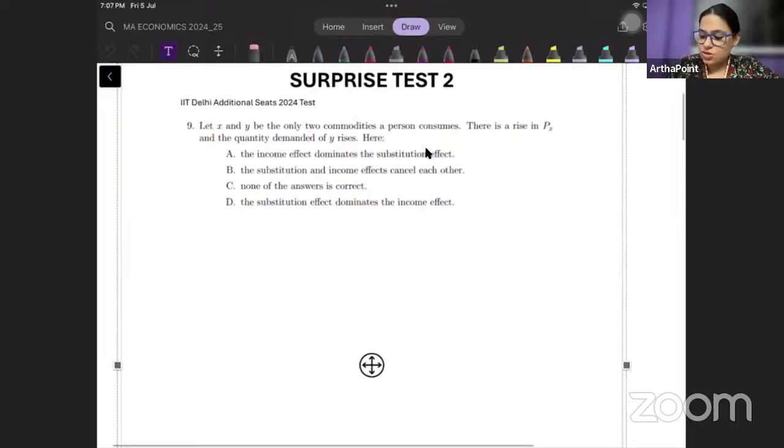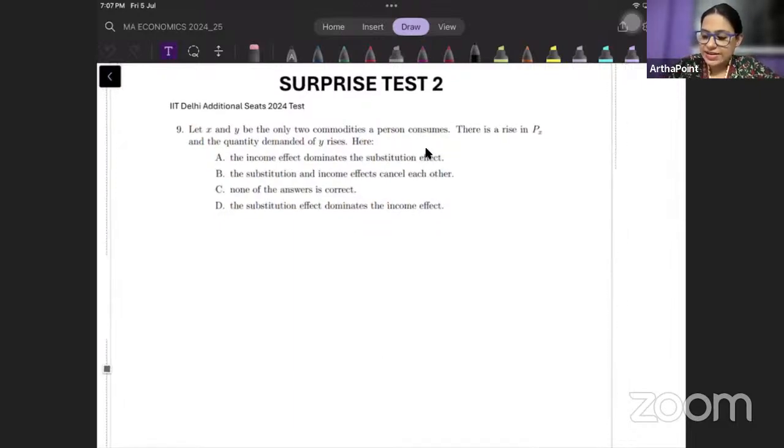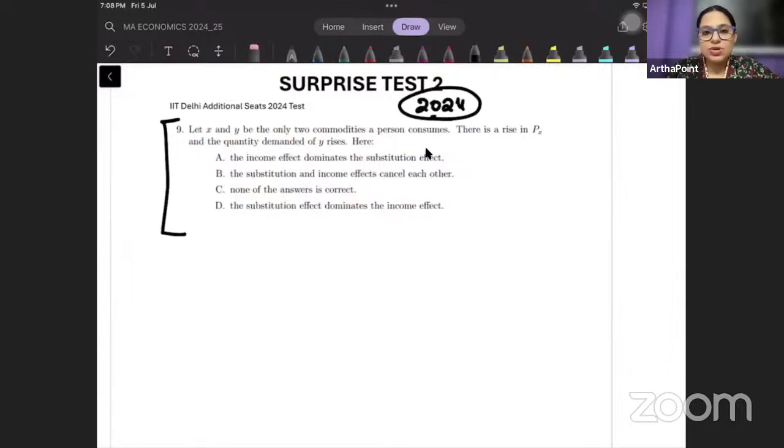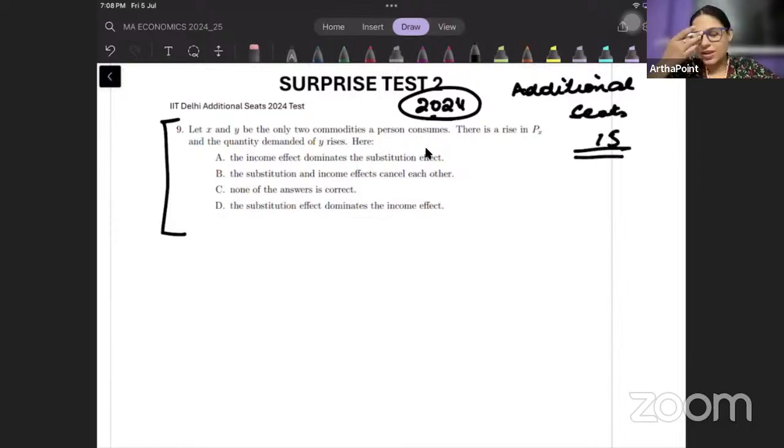Yeah, this is the question. This came in this year's IIT Delhi paper. IIT Delhi 2024 paper, they do a separate exam for additional 15 seats, right? And in that, this question came. Okay, A, D, C. C, D. Okay, let's have a look at the question.